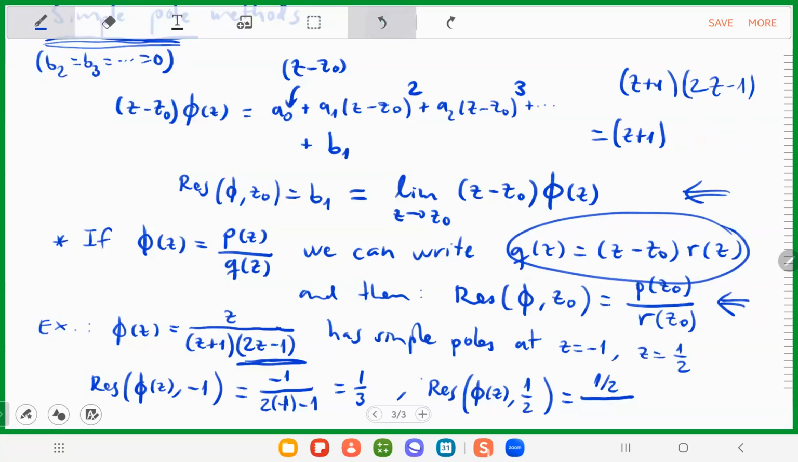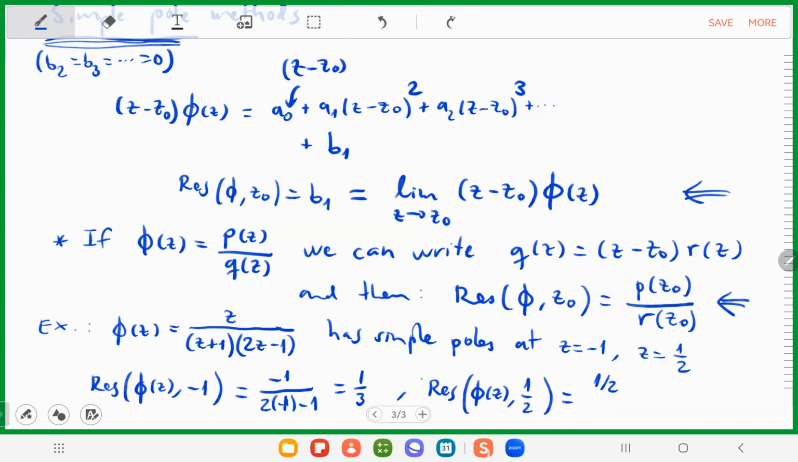Okay, let me remove this first. It's a bit messy. So here we have r, which is z plus 1, 1/2 plus 1, times 2. So the denominator: 1/2 plus 1 is 3/2, times 2 is 3. We have 1/2 divided by 3, which is 1/6. Did I do it correctly? Yeah, it's correct. Thank you. Do you have any question?